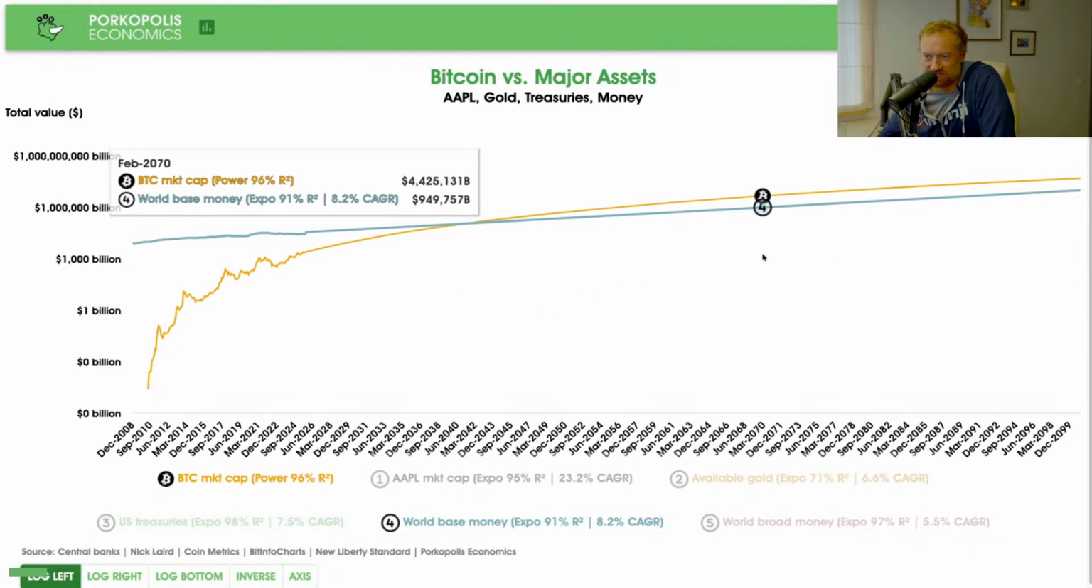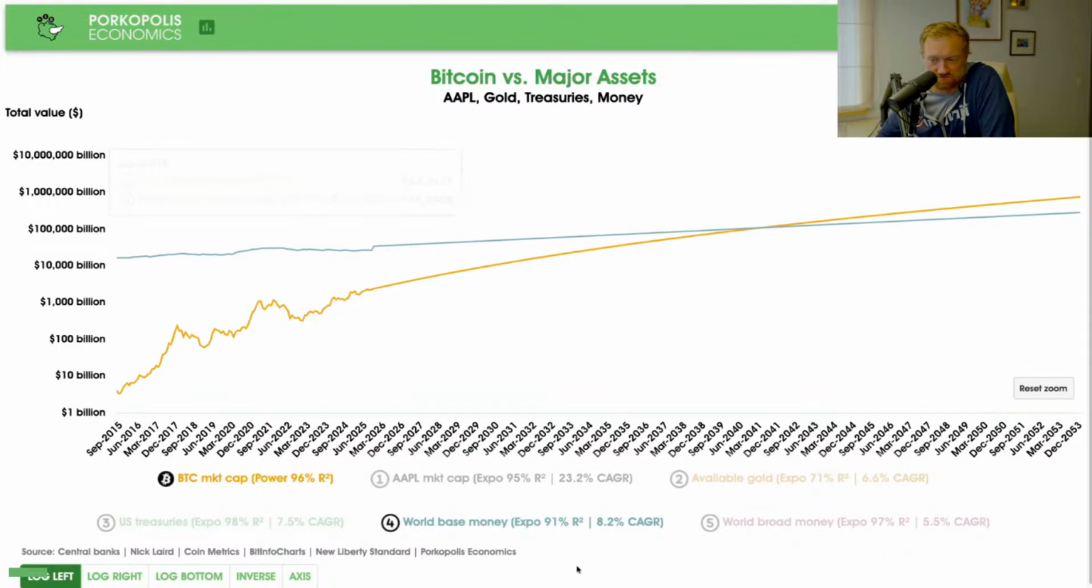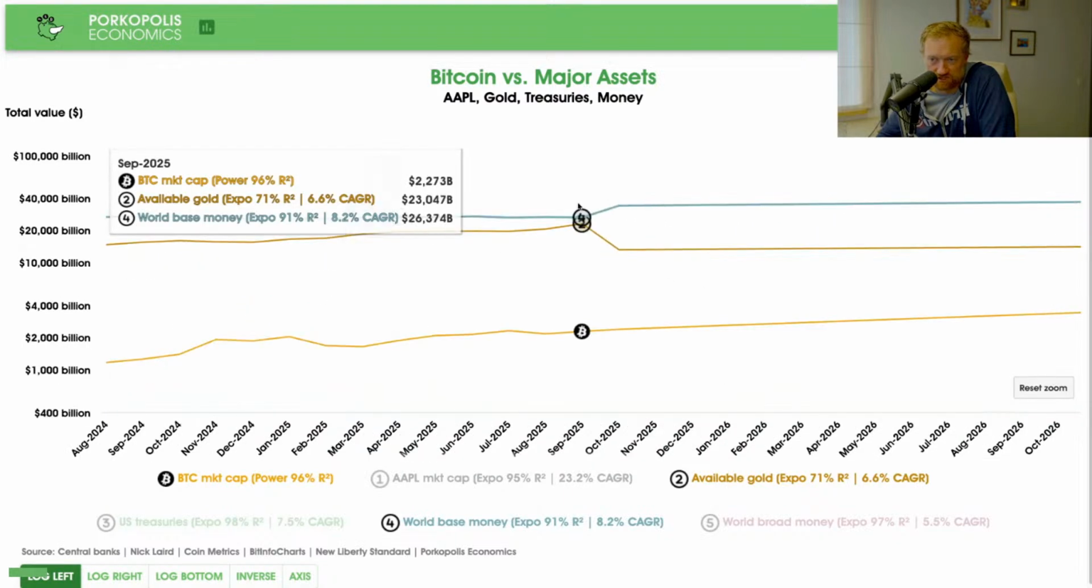Life will be different, if any of us break the matrix by then and are still hanging around. But these are really interesting questions, I think, that are going to be maybe not resolved, but come to the fore in the next 10, 15 years. Bitcoin's going to catch the value of all of these systems. Gold is way above trend right now. Base money's way below trend.